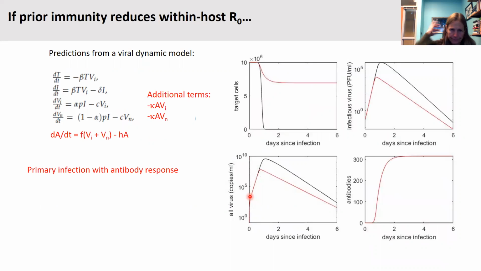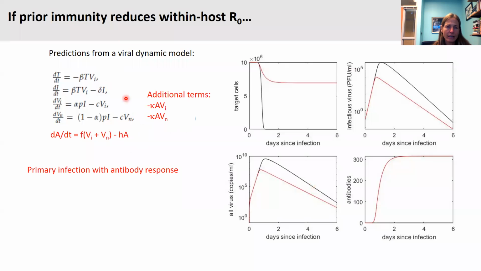So if we think about predictions from this viral dynamic model where we have these additional antibody terms, we can think about the target cell limited model, for example, here in black, where we have infectious virus, all virus, and antibodies. And going from the black to the one in red, we think about this as a primary infection.